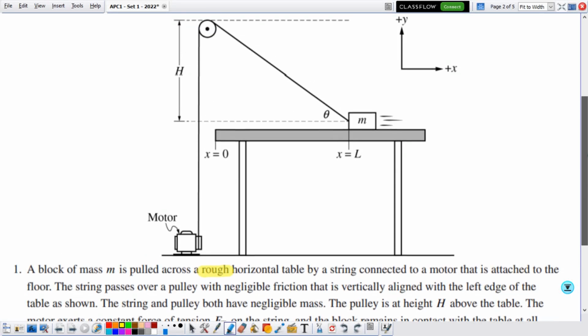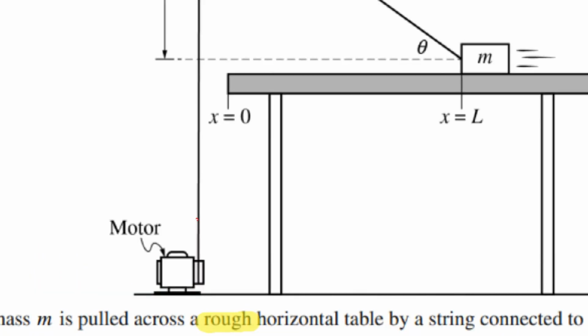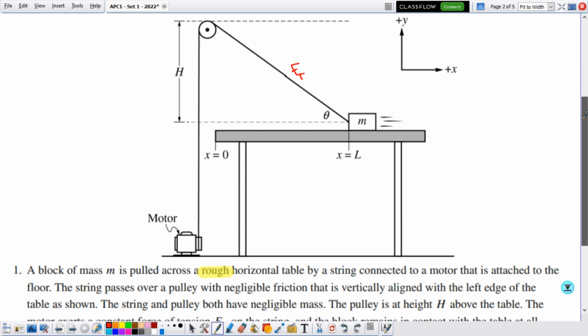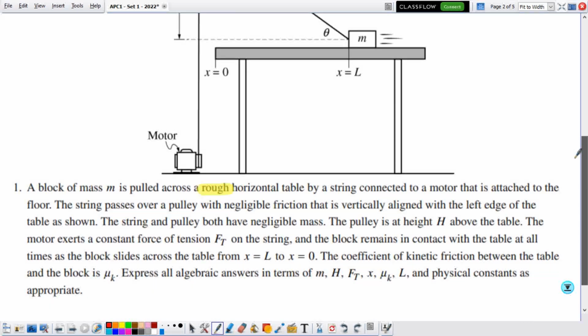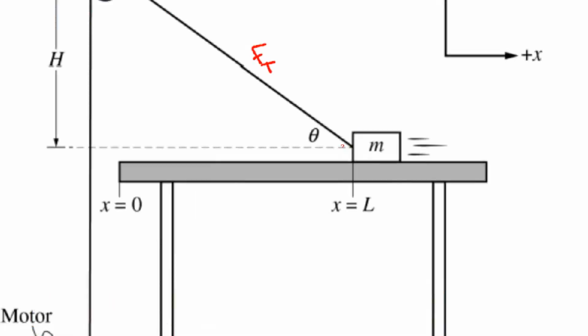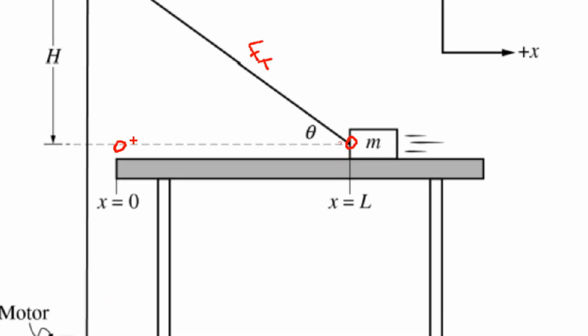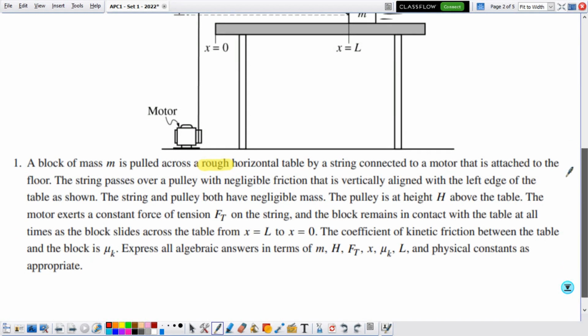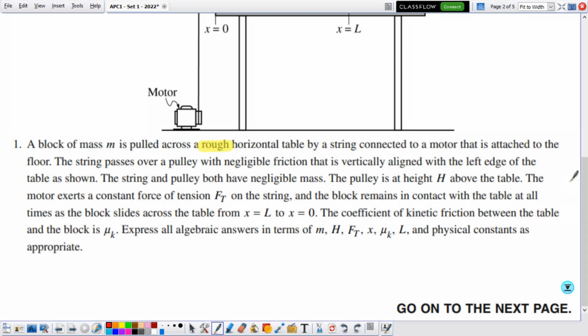So basically the motor is exerting a tension Ft on the string, because the pulley is massless and the string is inextensible, then here we would also have a tension force given by Ft. And the block remains in contact with the table at all times as the block slides across the table from x equal to L to x equal to 0. So basically the block will slide from this position into this position, taking into consideration that the positive direction is to the right. The coefficient of kinetic friction between the table and the block is mu k.